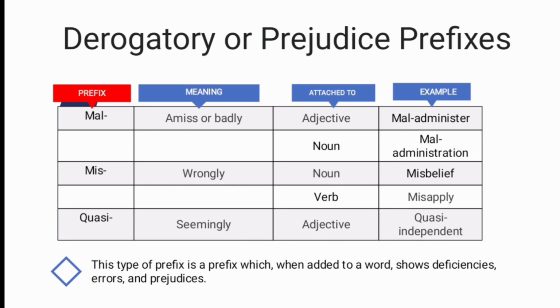Selanjutnya yaitu derogatory or prejudice prefixes. This type of prefix is a prefix which, when added to a word, shows deficiencies, errors, and prejudices. Jadi prefix ini berfungsi untuk menunjukkan kesalahan atau kekurangan serta menunjukkan prasangka. For example, prefix mal dalam kata maladminister, prefix mis dalam kata misbelief yang berarti salah pengertian, dan prefix quasi dalam kata quasi-independent yang menunjukkan suatu prasangka.